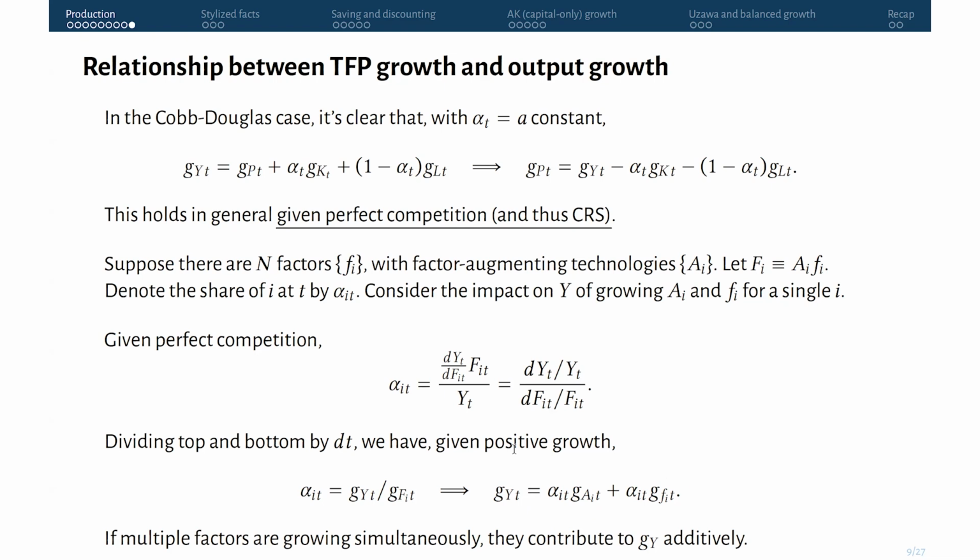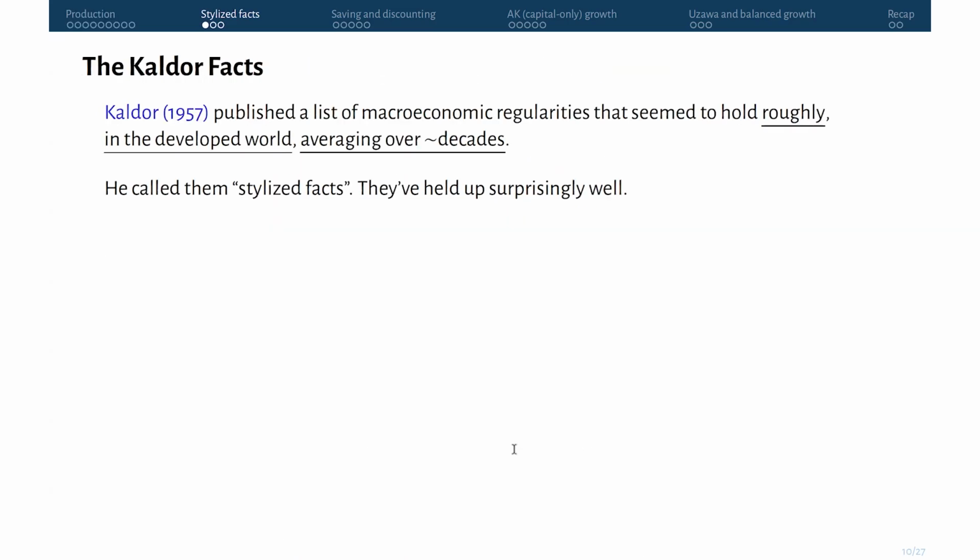So that's kind of an overview of production and productivity. Now for some stylized facts about how it seems to actually have unfolded, how production has grown over the last maybe century and a half or more in the developed world.